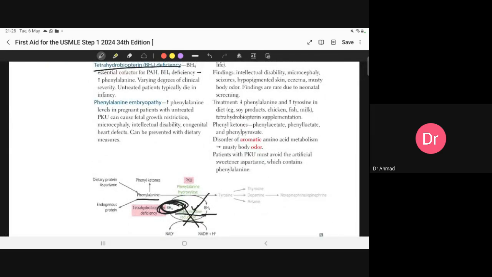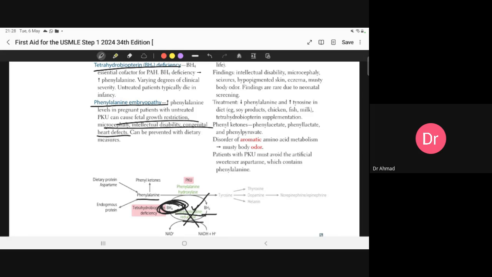and they can improve a bit. Another thing you should keep in mind is that this disorder, in which your cofactor is missing, is very lethal compared to just enzymatic deficiencies. So it can lead to death. And you have phenylalanine embryopathy. This is something else. In this, the pregnant female has elevated levels of phenylalanine, and these elevated levels can be transmitted to your infant, and can lead to growth restriction, microcephaly, intellectual disability, congenital heart defects.